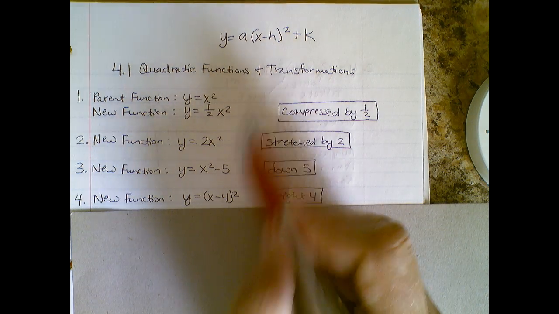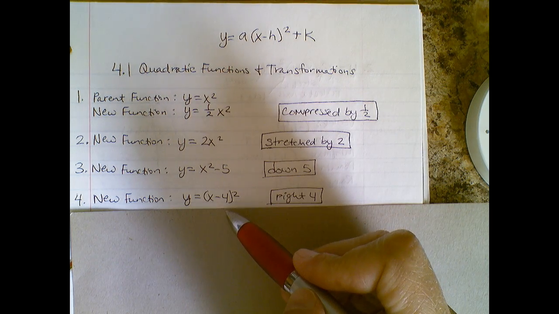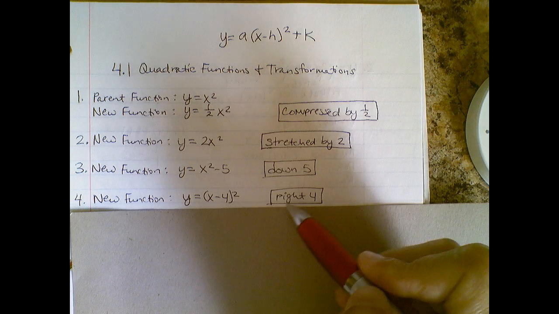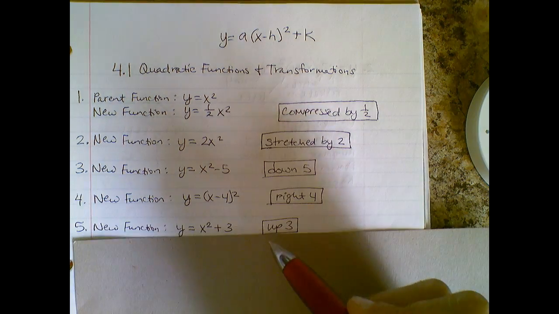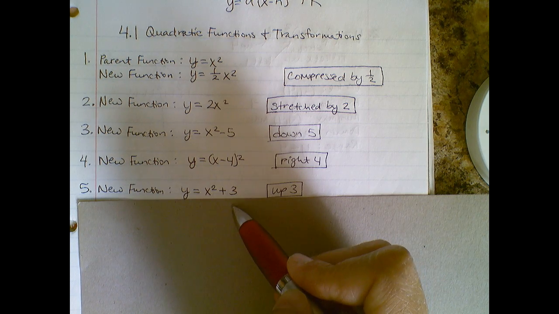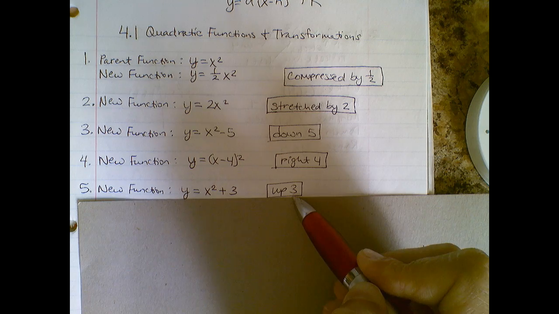This one, notice I am changing the h value, so that moves it left and right. It's the opposite of what you would think, so it would be going to the right 4 units. This next one, the k is being affected, so up and down. Since it's positive 3, then it's going up 3 units.